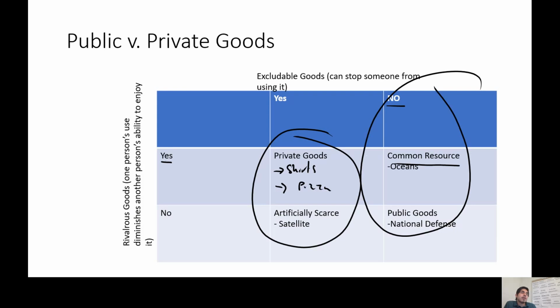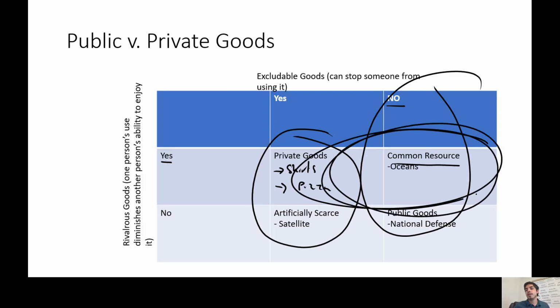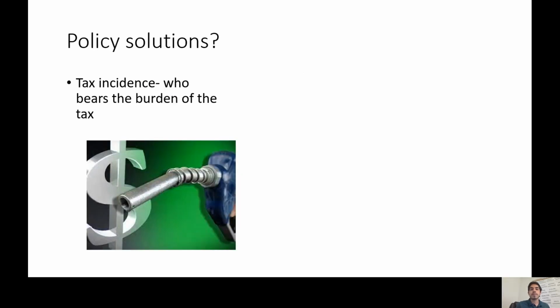You can't stop someone from enjoying national defense, and your consumption of national defense doesn't diminish another person's ability to enjoy national defense. And so public goods are expectedly underproduced by private markets, and there's a role for governments to provide public goods. But obviously for this example, climate change, we're sticking mainly in this quadrant.